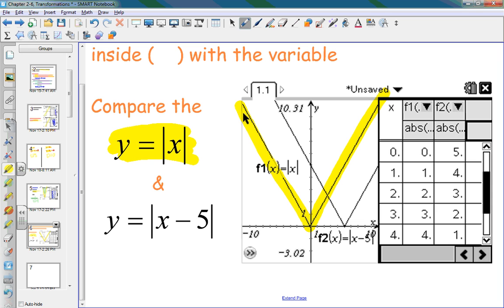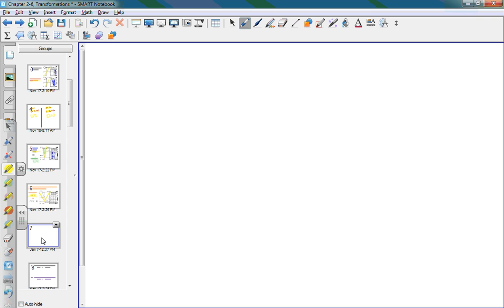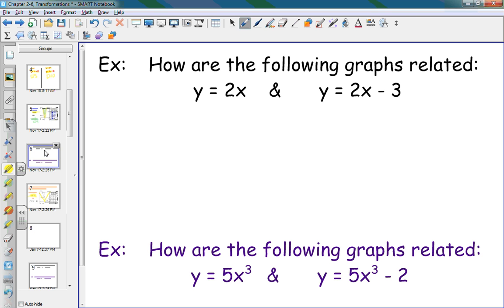All right. We have another slide right here. It says, how are the following graphs related? y equals 2x and y equals 2x minus 3. Oh, well, we'll skip that. I'm still looking for that one. It's on the next page. Oh, okay. This is the wrong part. Somebody just did a math problem. Is that before that one? Yeah. Okay, there we go. I don't know whatever happened.